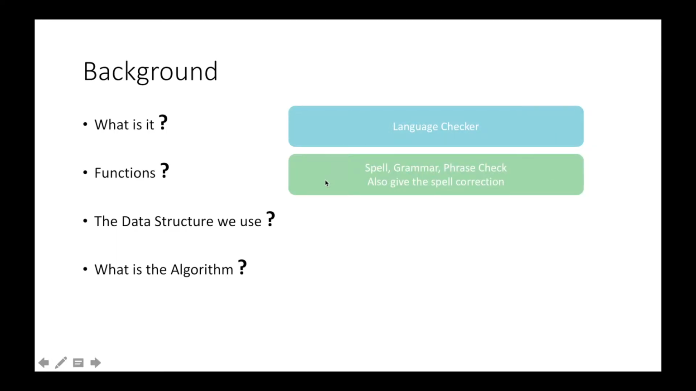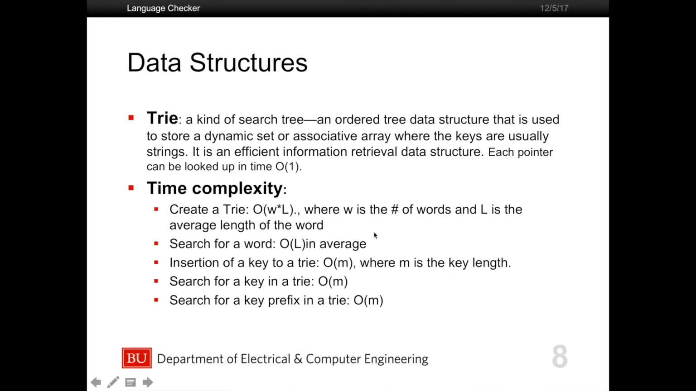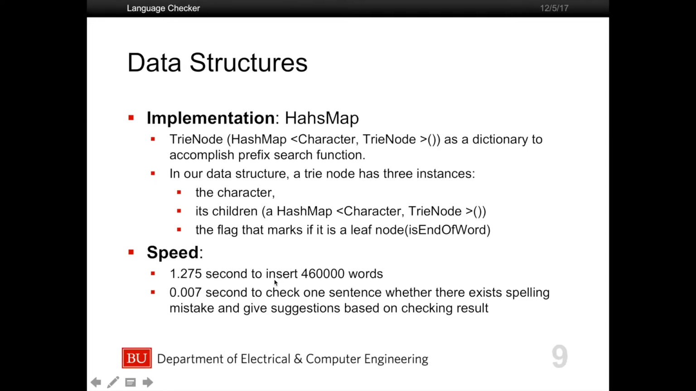Our language checker has three functions: spell check, grammar check, and phrase check. We also give the spell correction of the misspelled word. For the data structure we use for spell check, we build a class named dictionary and combine the hash map and trie data structure in our own class. Why we use that? Because the trie and hash map both perform the high efficiency of insertion and search. Here is the time complexity of the trie and the speed.